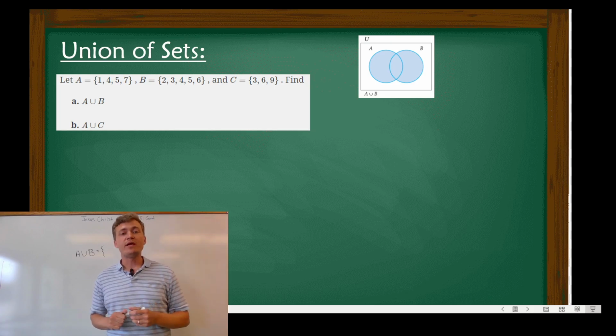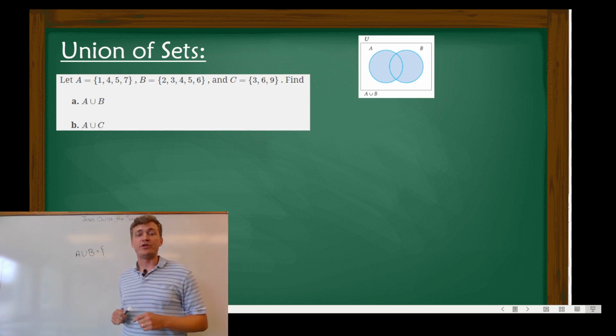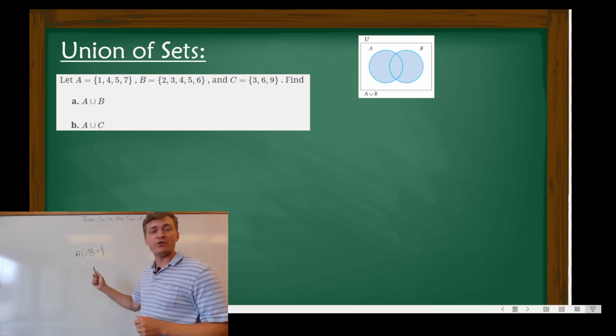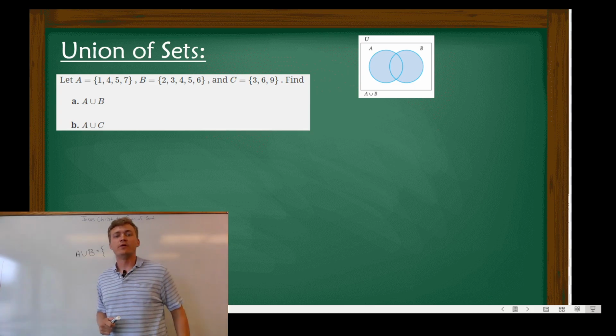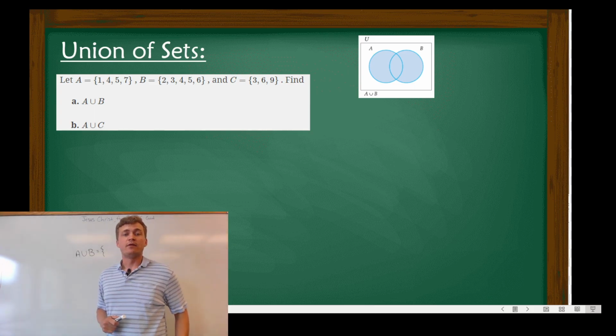So A union B is going to contain 1, 4, 5, 7, and it's going to contain 2, 3, 4, 5, and 6. Quite simply, anything that's in A, anything that's in B will be in the union as well. So let's define A union B using every number that's in A, that's in B. 1, 2, 3, 4, 5, 6, 7.